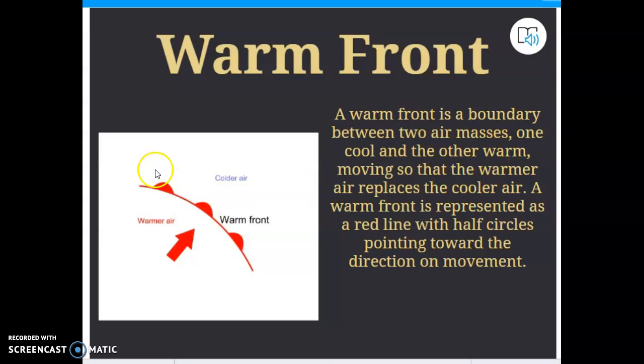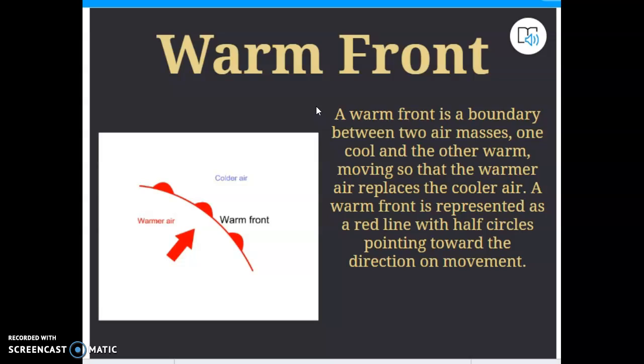Now, here's what happens when you have a warm front. You're going to get these symbols on a weather map. This little red line with the little red humps on it, the little red bumps, you need to know how to draw that. That is a warm front. The direction that those little bumps are pointing tells you the direction that the warm front is moving.